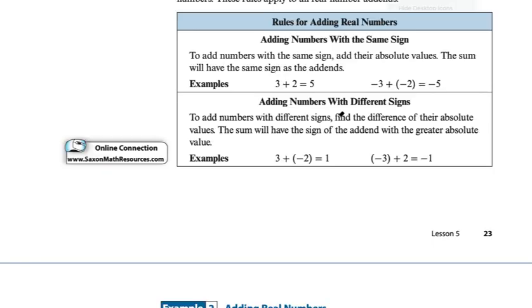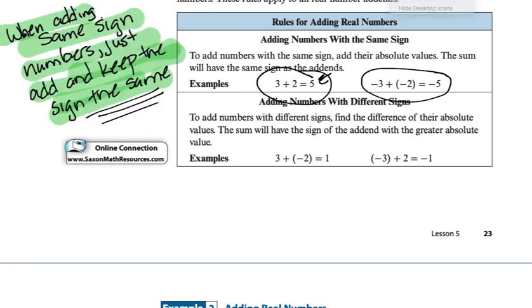At the bottom of page 23, you'll see precursor or prerequisite information for example 2. You'll see that the rules for adding real numbers are basically if you're adding a positive number and a positive number, your answer is going to be positive. Just add and keep the sign the same. Negative plus negative, just add and keep the sign the same. So the abbreviated way that I'd write that is when adding same sign numbers, just add and keep the sign the same.